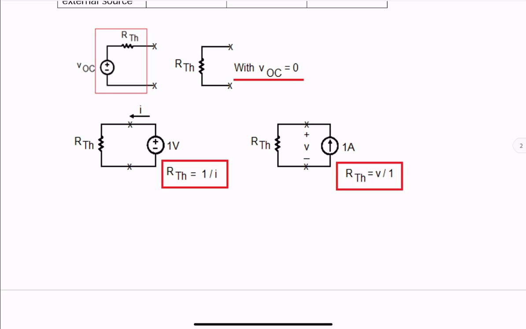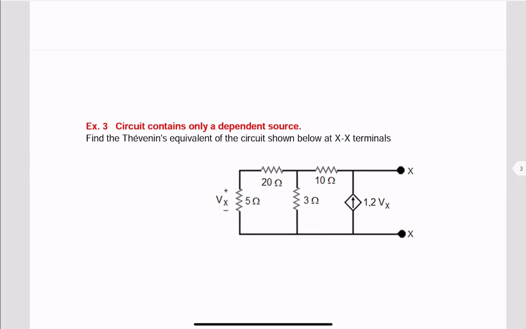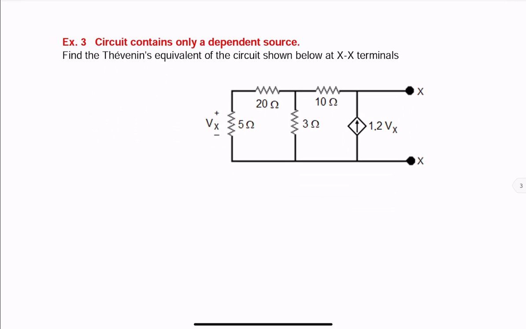If we use an external voltage source, we look at the circuit and find current I, and then the equivalent of Thevenin's resistance is 1 over I. Alternatively, we can apply a 1 amp current source, again 1 being the easiest number, find voltage V by analyzing the circuit, and then Thevenin's resistance will be V over 1. So let's do an example for this case.